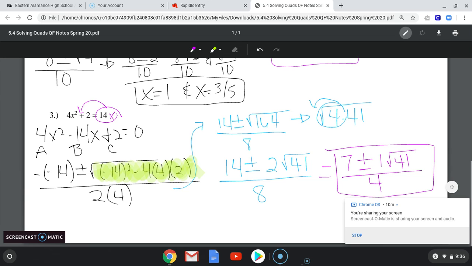This would be the location of your 2 zeros of your quadratic graph. Once again, not very nice numbers because those are going to be non-terminating decimals. So we're going to leave it in simplest radical form.